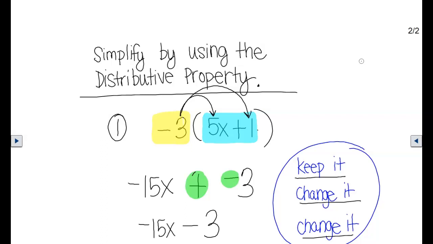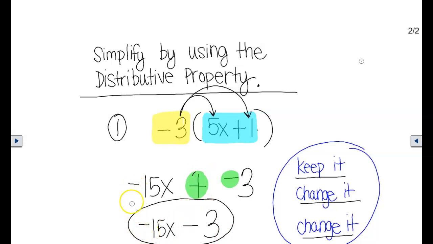So when I keep it, change it, change it, I end up with this answer, negative 15x minus 3. I no longer see those double signs sitting there together. Now I've just got one sign in my problem, and that's what I want. So negative 15x plus negative 3 is the same answer as negative 15x minus 3. That's the exact same answer. So that plus sign that we have right here is really not necessary.